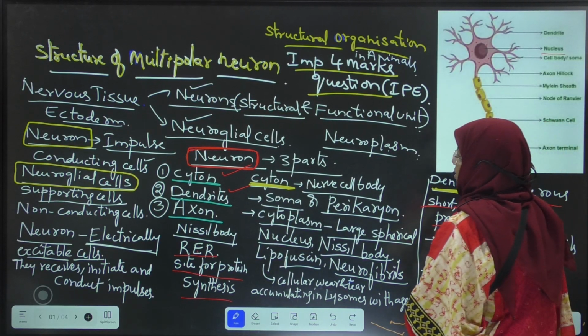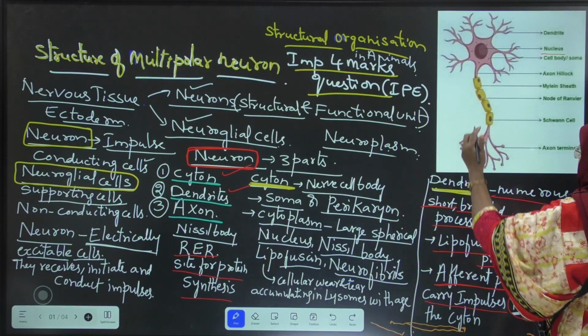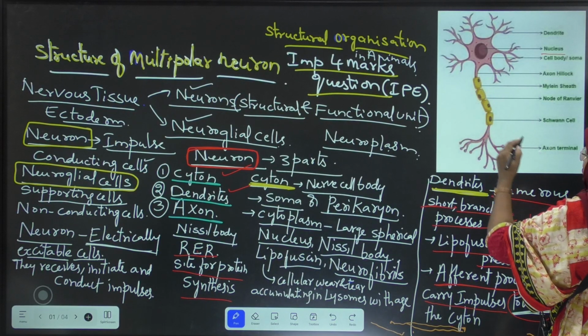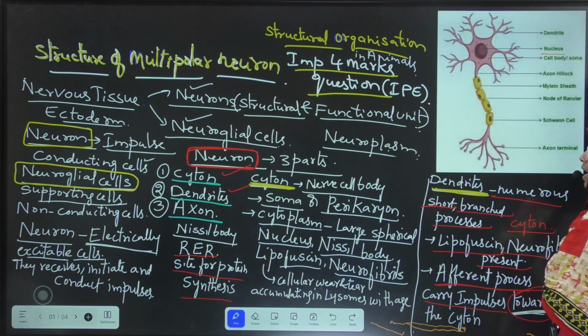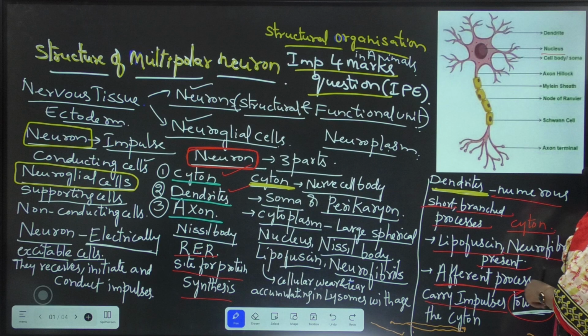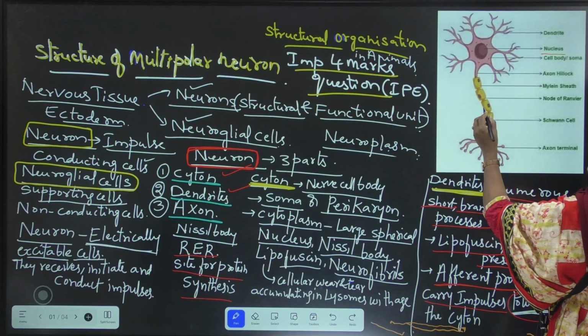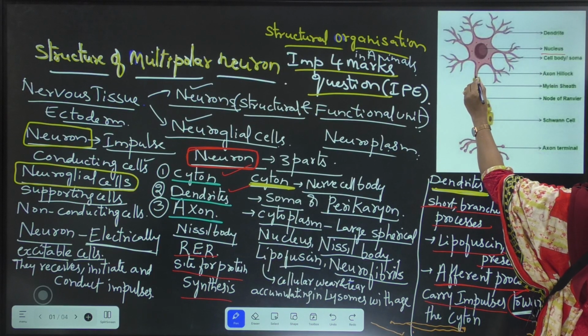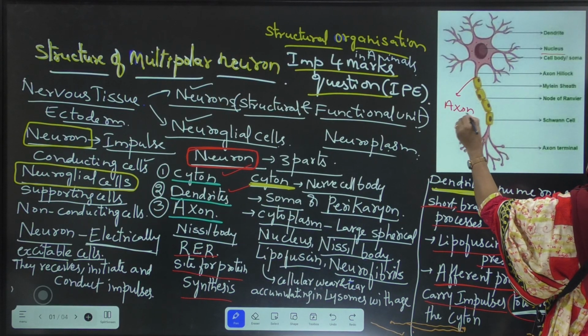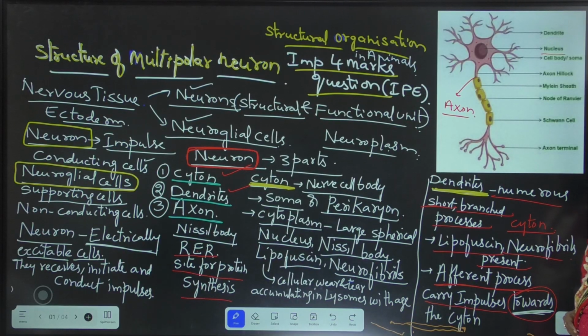Next, we will discuss the axon. From the cyton, an axon arises: a single, long, unbranched process. A single, long, unbranched process which arises from the cyton is called the axon.